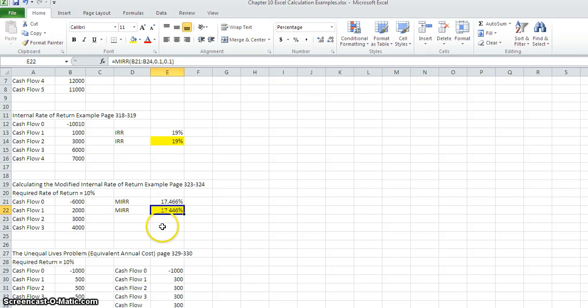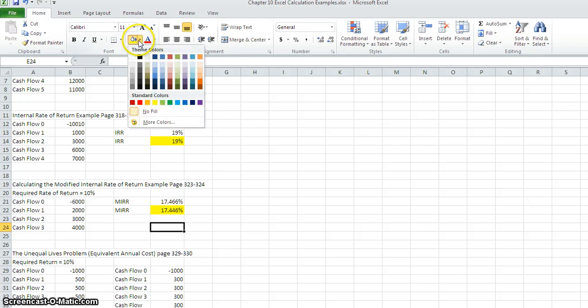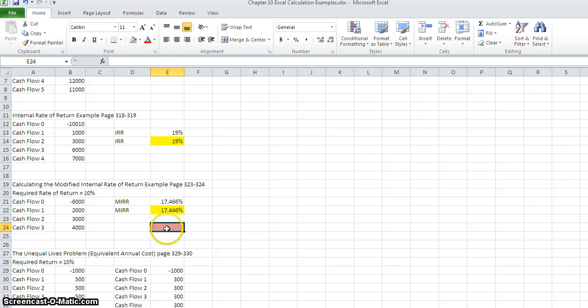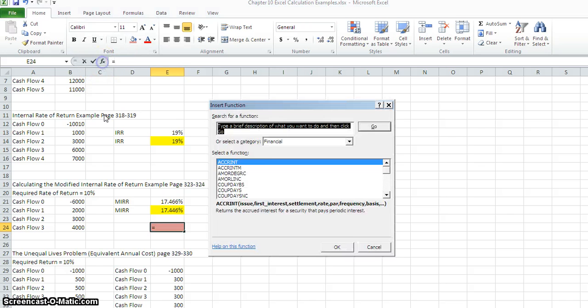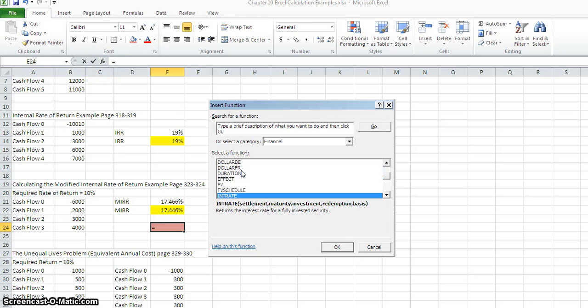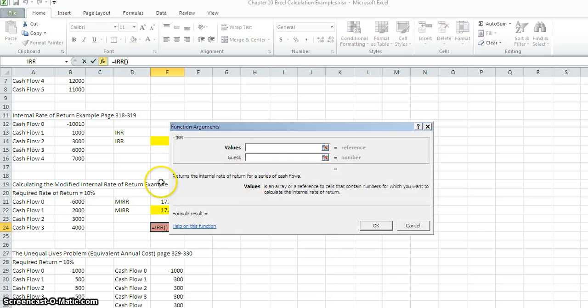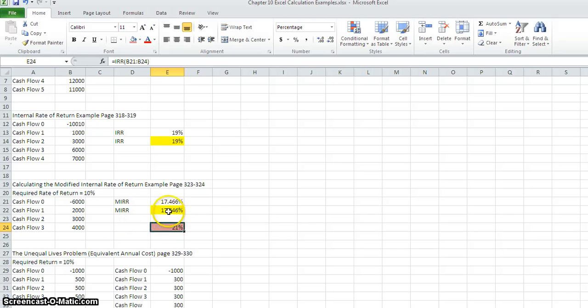Just out of curiosity, let's show the difference here. Let me highlight another cell. Let's say I did just an internal rate of return instead of the modified internal rate of return. Let's go to IRR, just to show you this. And let's do the same thing again. And you see how it's a lot higher. So this helps readjust to maybe a true internal rate of return.